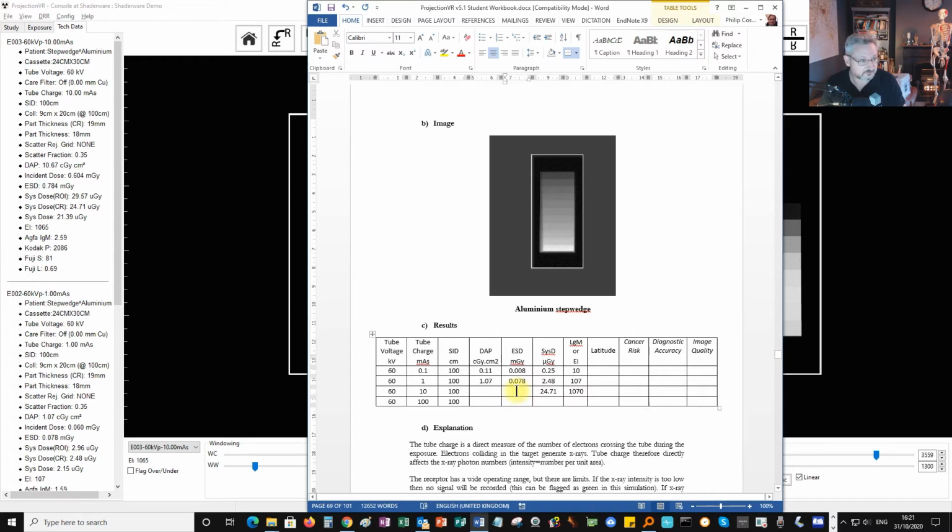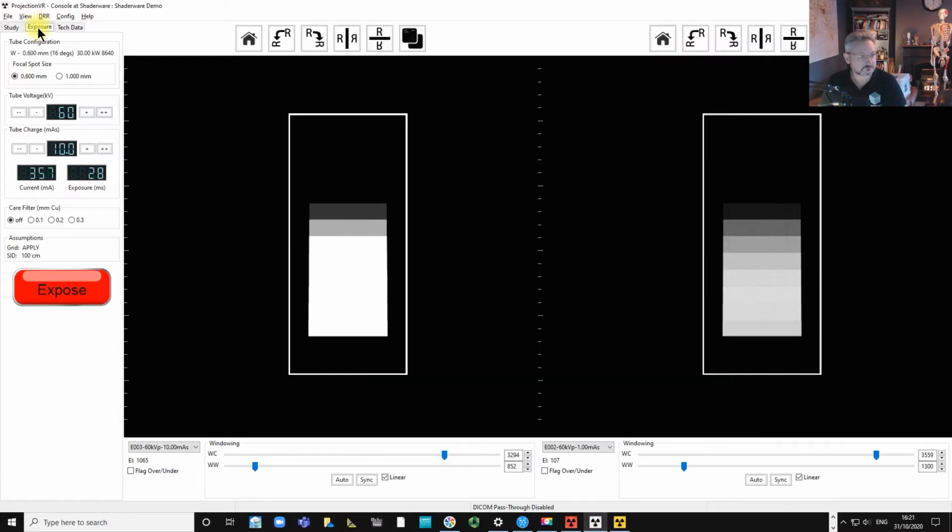Entrance surface dose is 0.784, and the dose area product is 10.67. And final one, we're going to multiply by 10 again and get a tube charge of 100 mAs.